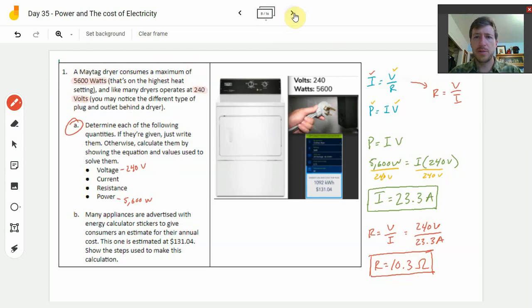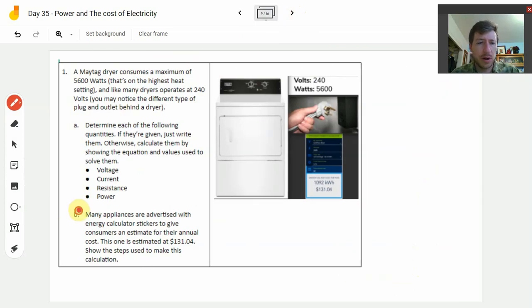So that is the first part of number one. And then for the second part, solving here, so many appliances are advertised with energy calculator stickers to give consumers an estimate for their annual cost. A lot of times if you go to Home Depot or Lowe's or some other store where you can buy these devices, they'll say essentially how much it should cost you to use for a year.